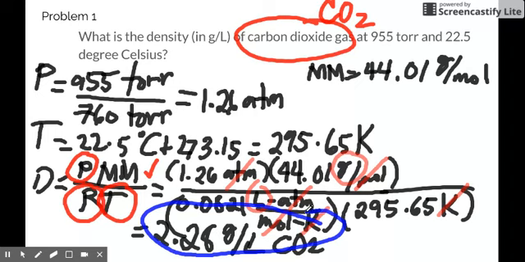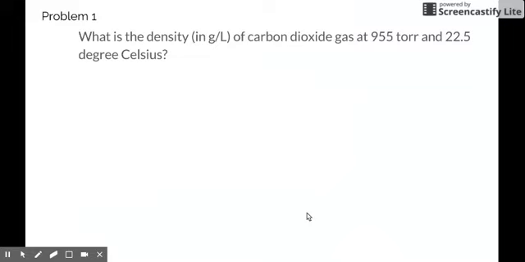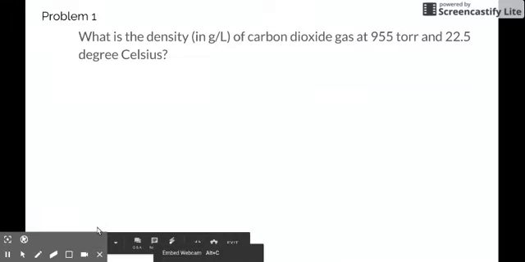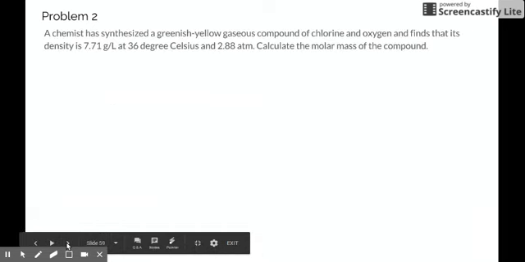Please check this and take note of how we are solving the problem. And if there's a need for you to practice some more so that you can also memorize and grasp the equation properly, please do so. Okay, now we are ready to proceed to the next problem, which is about molar mass. Let us see problem number 2.